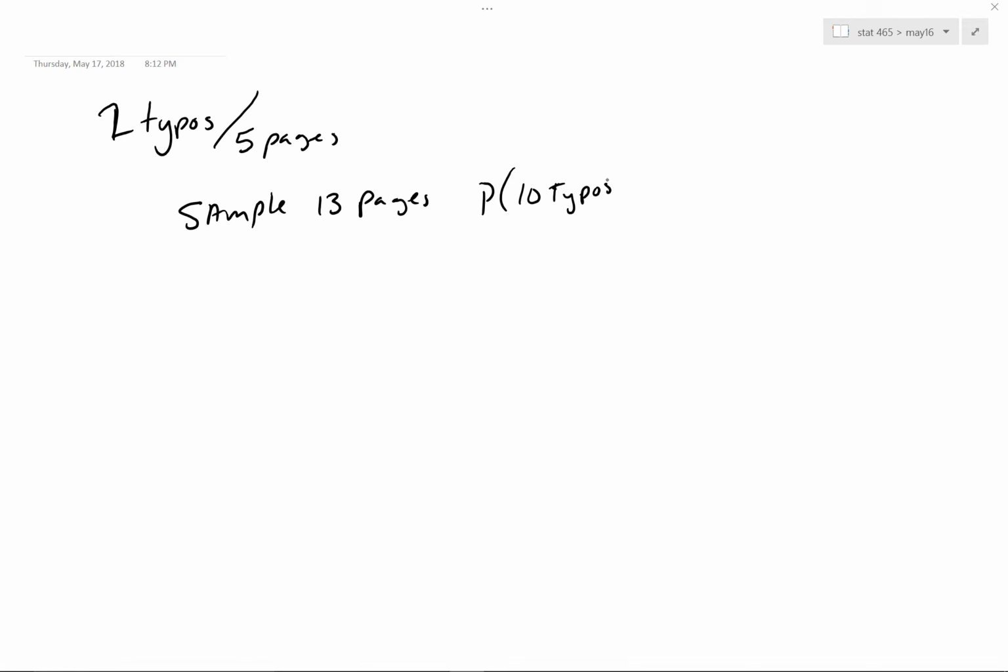Let's find out. Well, I would have expected 2 per 5. That's equal to 13 in x, yes? So that's 26 divided by 5, which is 5.2. I would have expected 5.2. I'm going to change this to 7, if that's okay with you. It's just a little closer. If I do 10, that's like double the amount of errors I would have expected. That's pretty much non-existent.